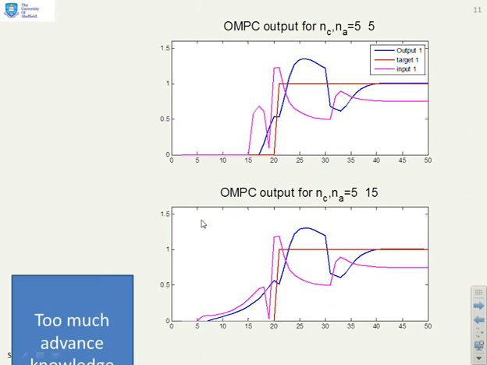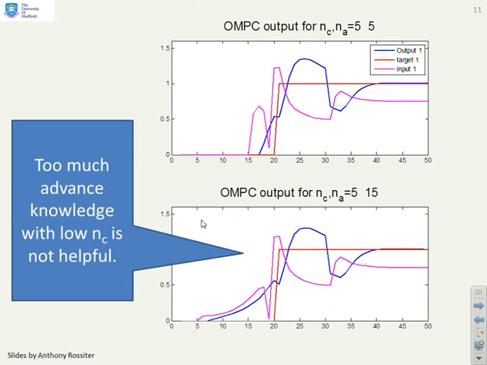What happens then if I decide to take NA up to a very large value? Here I've taken it up to 15, and what you'll see is this is not good. So if you use too much advanced knowledge in conjunction with a low NC, so here NC was 5, exactly as we saw with GPC, it's not necessarily helpful.